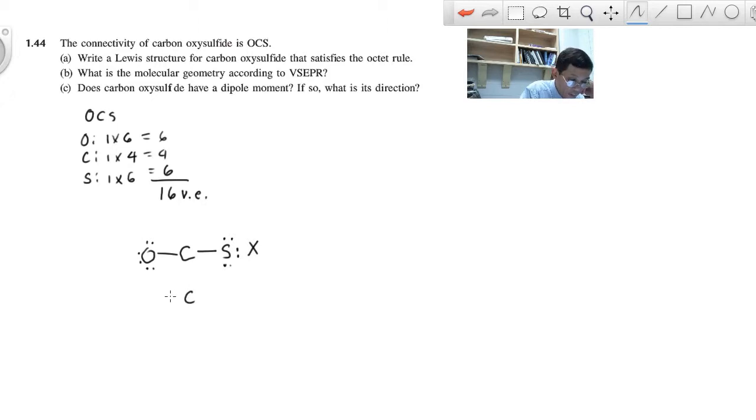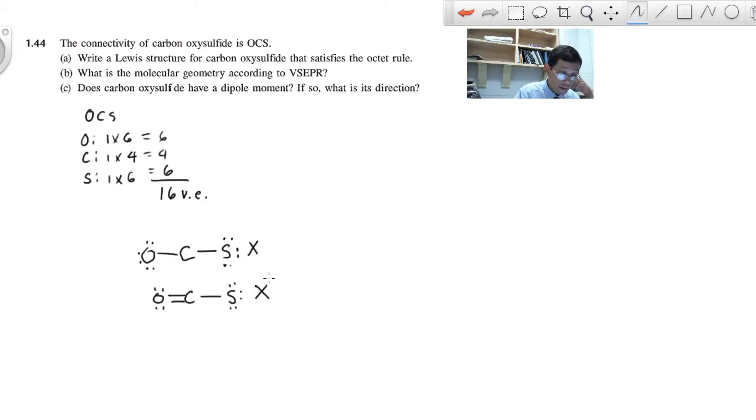So carbon, double bond oxygen, 2 lone pairs instead of 3 because of the double bond, and then sulfur. Okay, we have 2, 4, 6, 8, 10, 12, 14, 16. We do have an octet on oxygen, an octet on sulfur, but we still don't have an octet on carbon. It's still 6, so it's not good.